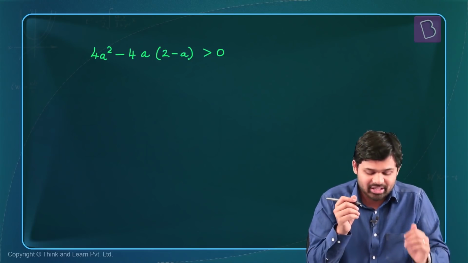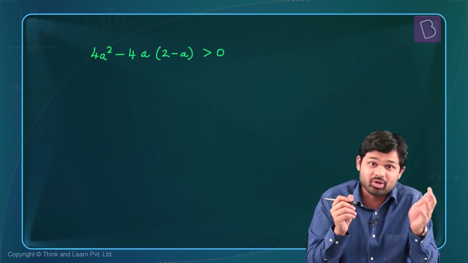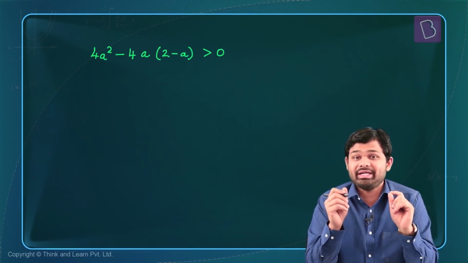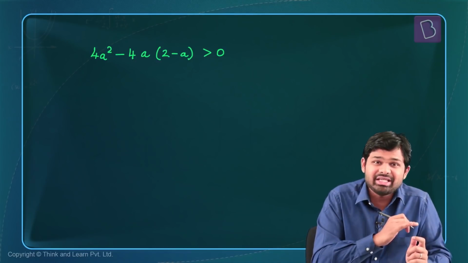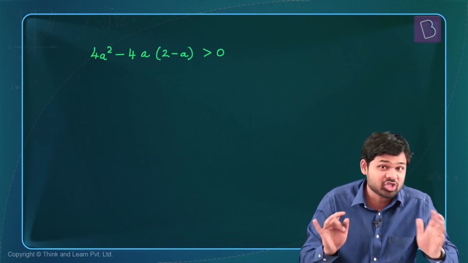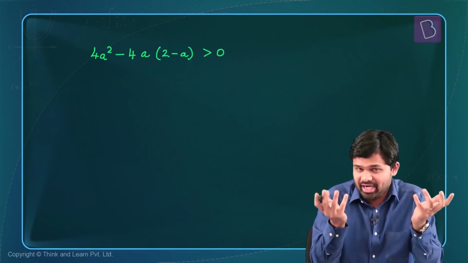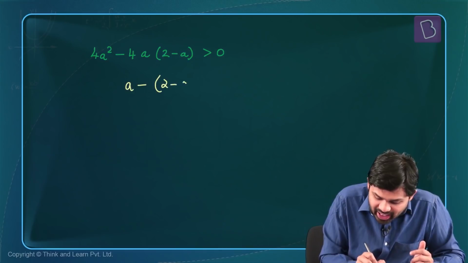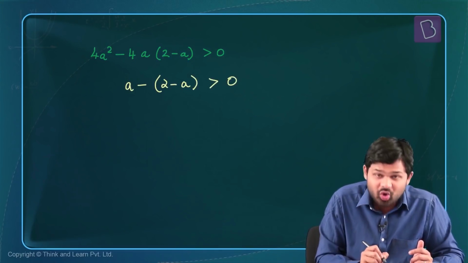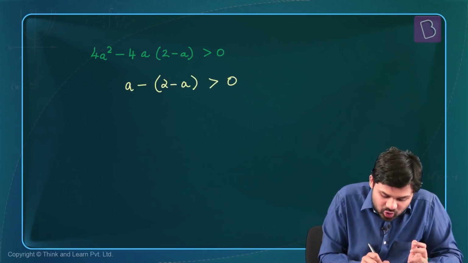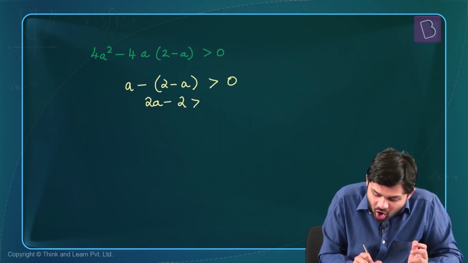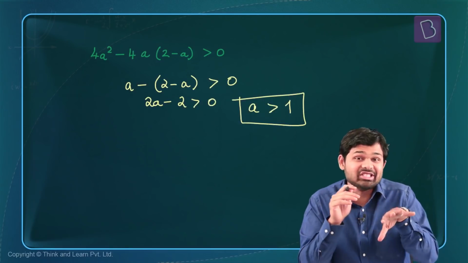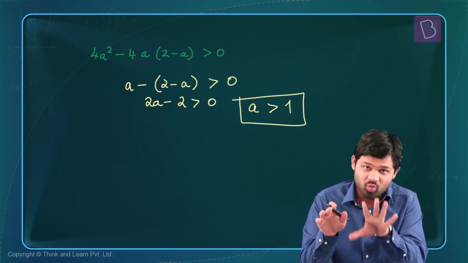So I have 4a² minus 4a times (2 minus a) greater than 0. And what do I know about a? I know a is a positive quantity. They've given that in the question. So I can divide throughout by 4a without changing the inequality because a is greater than 0. What will I get? I will get a minus (2 minus a) greater than 0. If I simplify this, I get 2a minus 2 greater than 0, or a greater than 1. I was given a greater than 0, but I found out a is greater than 1.